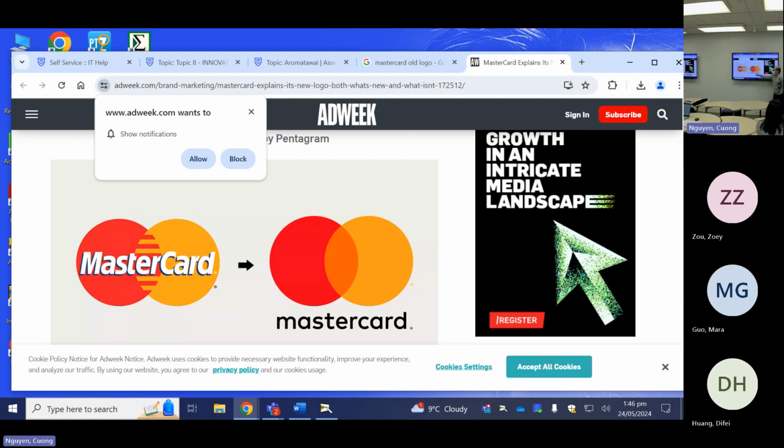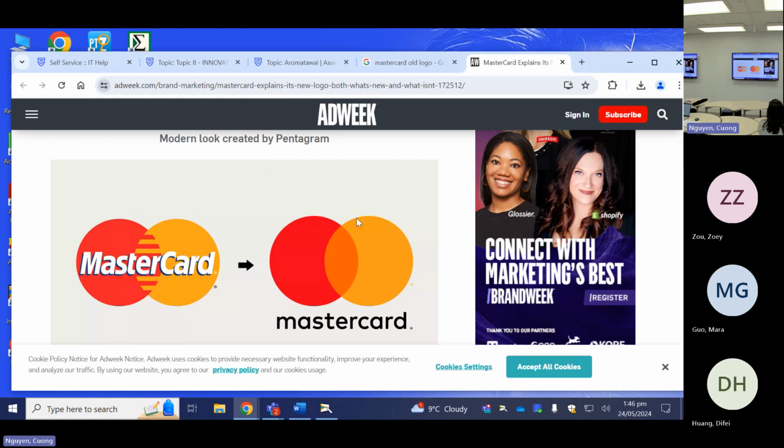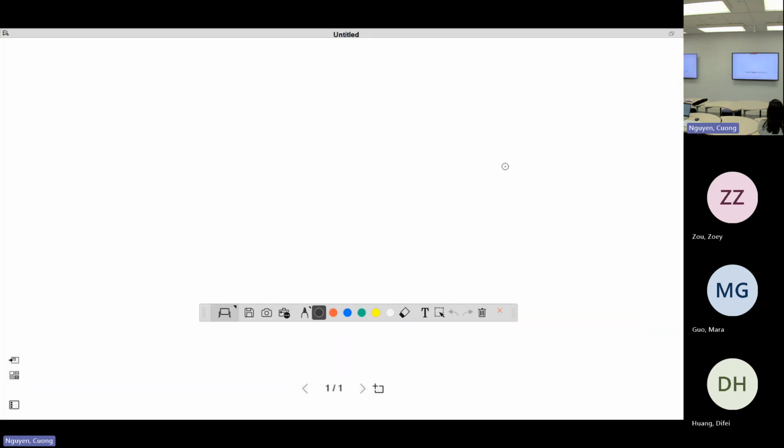So this one is the new logo of Mastercard, right? Because they want to go further, get deeper into the payment sector. Not only card, right? So that's why Mastercard now implements their new logo. That's why the payment industry is very important.